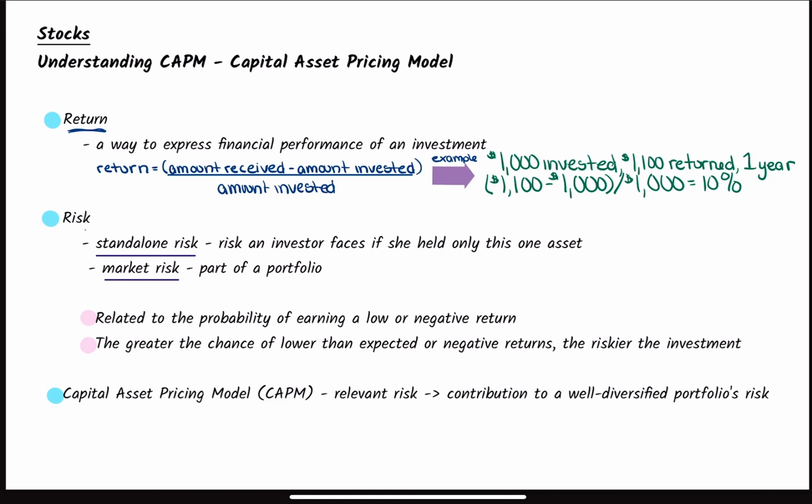The risk, there are two parts to the risk of a stock. There's a standalone risk, which is the risk an investor faces if she has only one asset. And then there's the market risk, which is when it's part of a portfolio. It's related to the probability of earning a lower or negative return. And the greater chance of lower than expected or negative returns, the riskier the investment. So the capital asset pricing model will help us determine relevant risk based on the contribution of a well-diversified portfolio's risk.